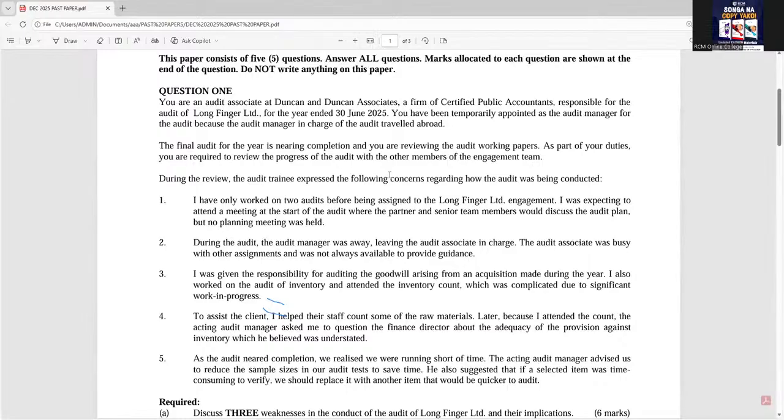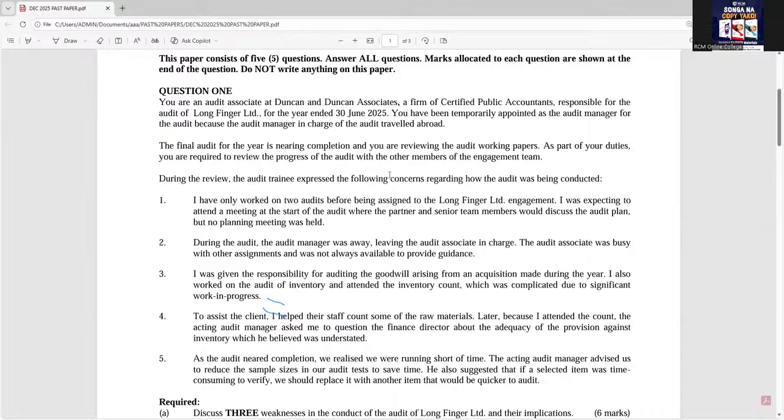This means you'll have to guide a team that was actually left by this audit manager. The final audit for the year is nearing completion, and you are reviewing the audit working papers. As part of your duties, you are required to review the progress of the audit with other members of the engagement team. So you have the responsibility of reviewing what is happening under the audit engagement, and the working papers that have already been compiled regarding this particular audit. During the review, the audit trainee expressed the following concerns regarding how the audit was being conducted. So there are a number of issues that have been raised here.